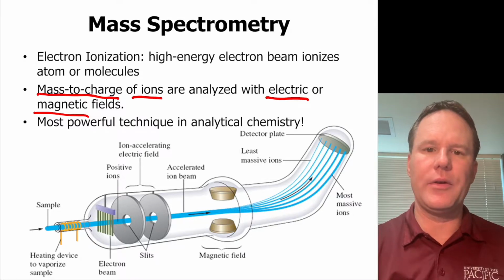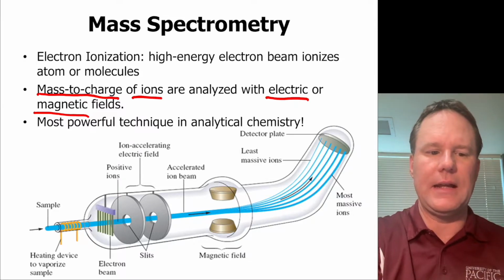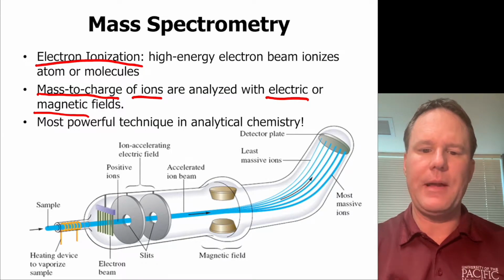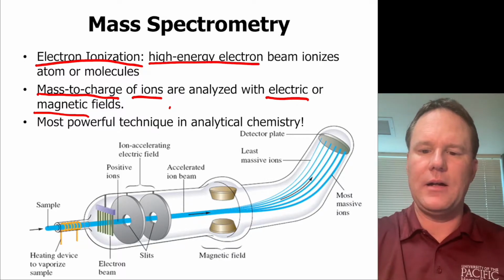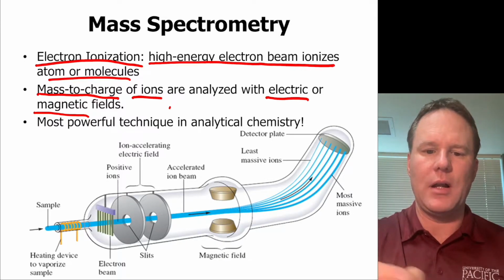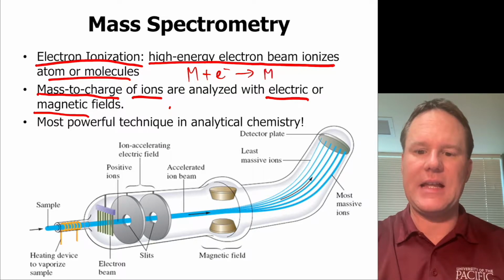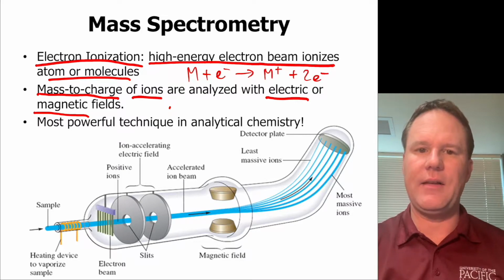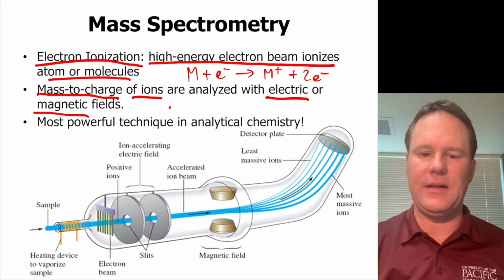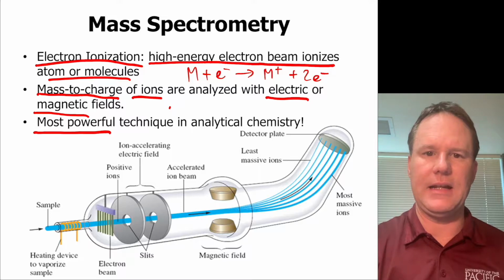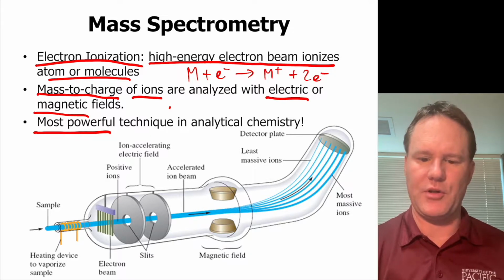And in order to make ions, one technique is called electron ionization, or in the old names, electron impact ionization, where we have a high energy electron beam that ionizes an atom or molecule. So if you take a molecule, a high energy electron comes in, and interestingly doesn't attach to it but kicks out another electron, right, and then creates a cation. So this would be the equation for that. This is probably hands down the most powerful technique in analytical chemistry, and it's used in pretty much every lab.